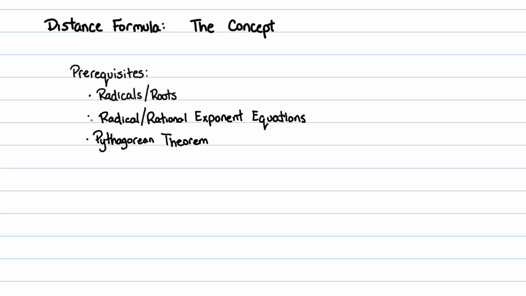There are a few prerequisites that are not so obvious. A lot of people think it's very easy to find the distance between 2 points on a plane, but really there are a few prerequisites here. You have to know about radicals and roots. You also have to know how to solve radical or rational exponent equations. Either or, doesn't really matter. And then finally, you really do need to know the Pythagorean theorem, because that's the basis of the distance formula.